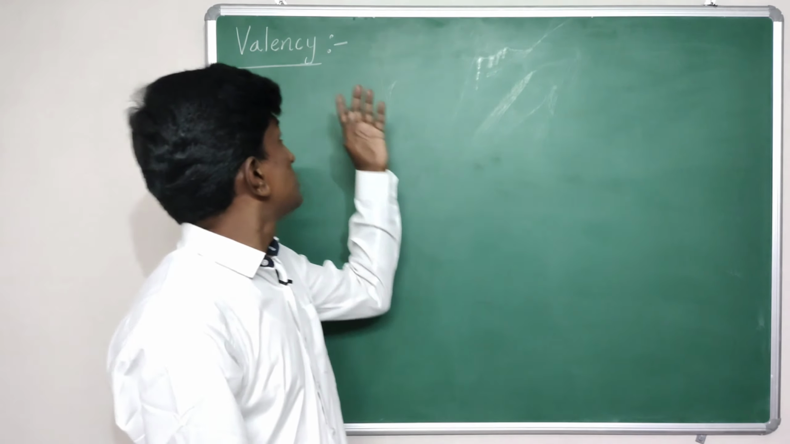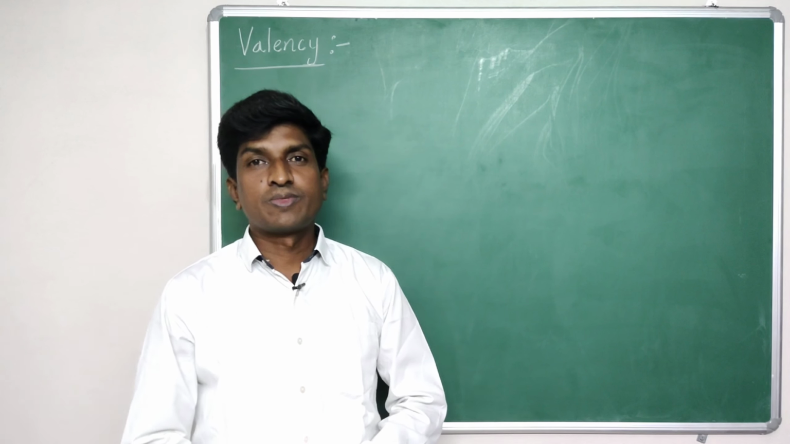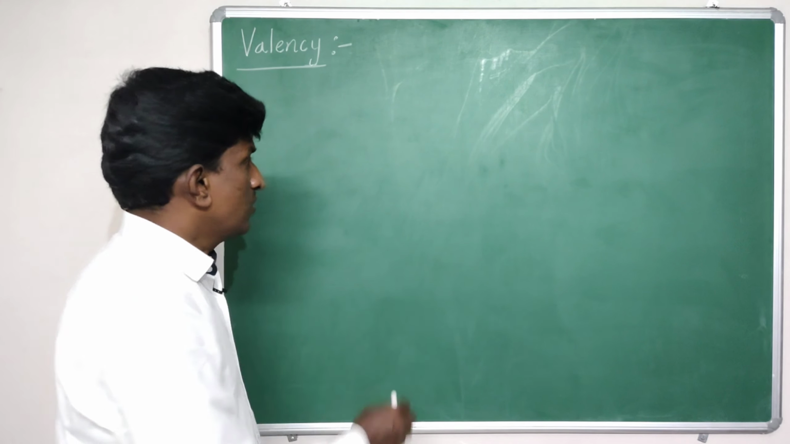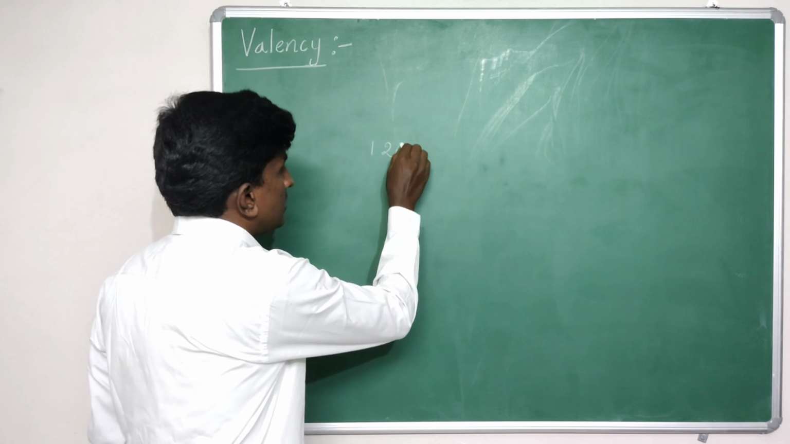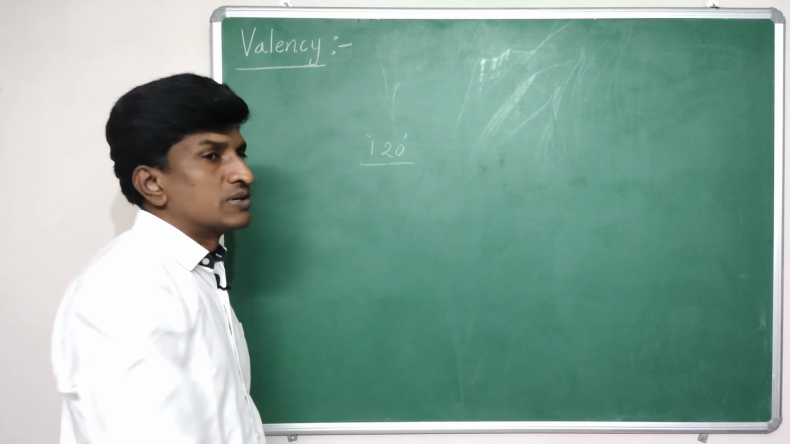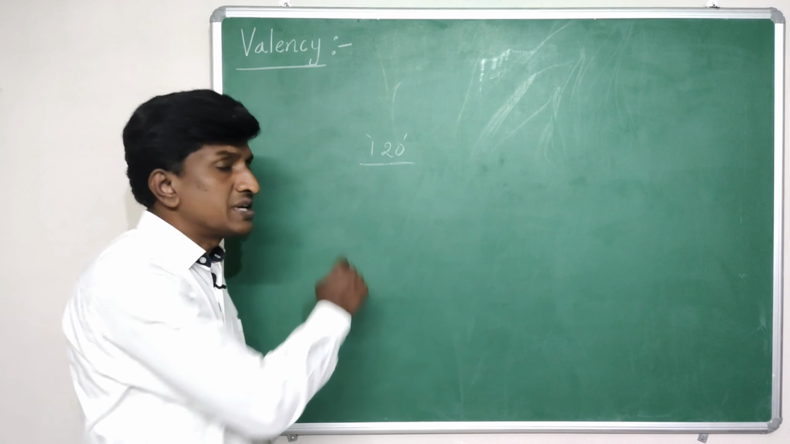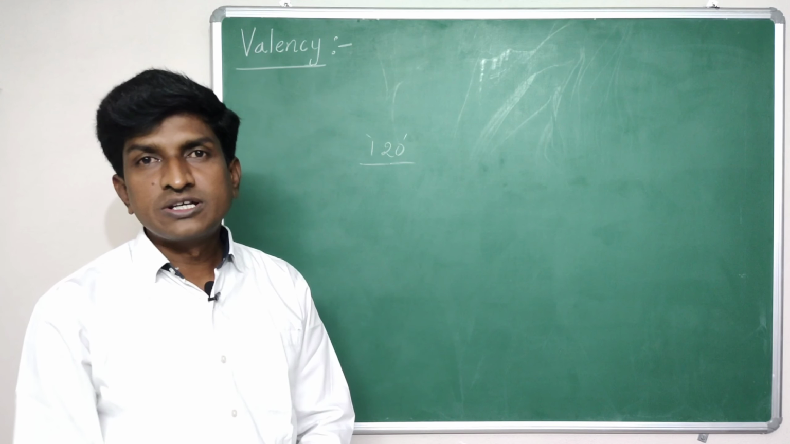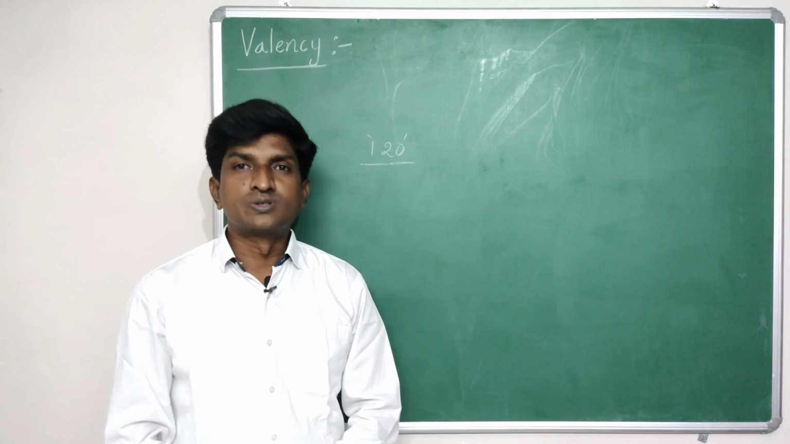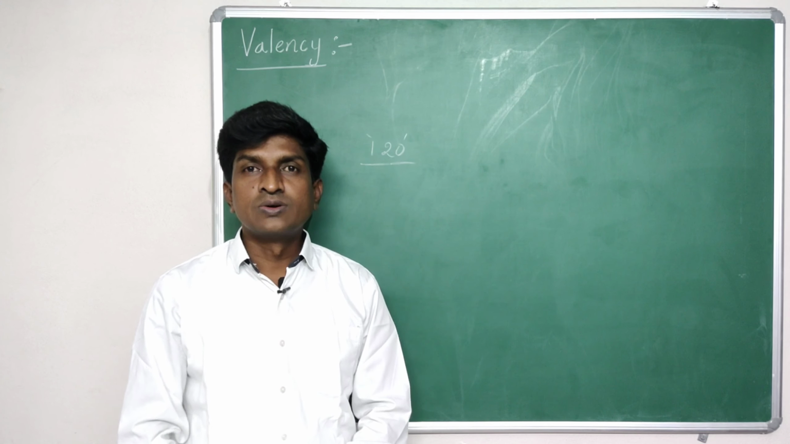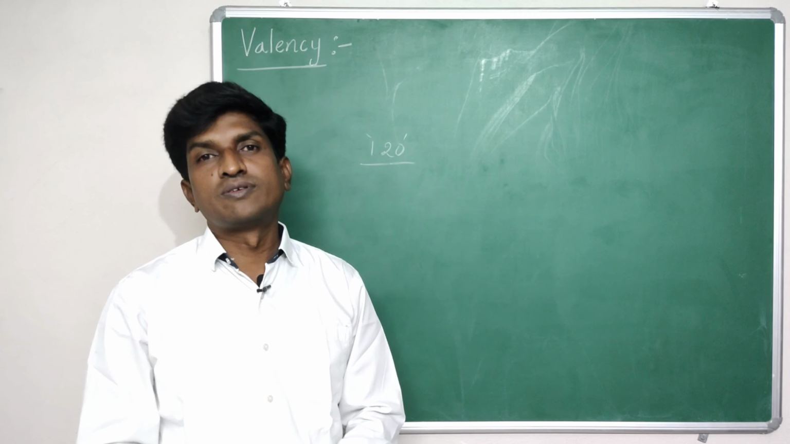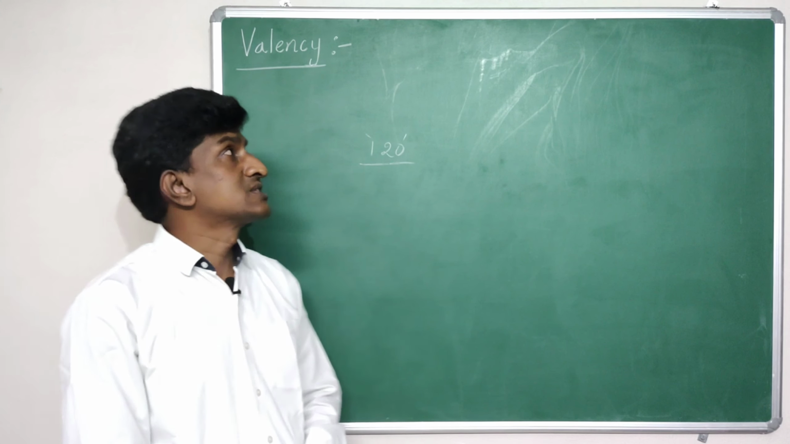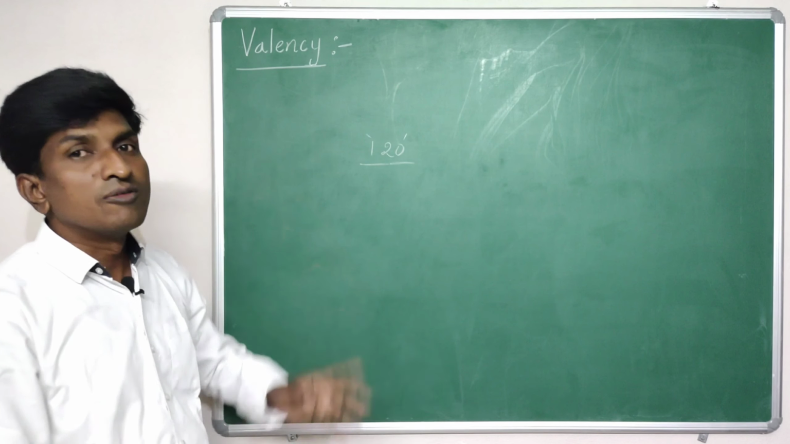Today our topic is valency. What is valency? We know that till now more than 120 elements are discovered and each element reacts with another element to form new compounds. So the combining capacity of the element with other elements is explained in terms of valency.